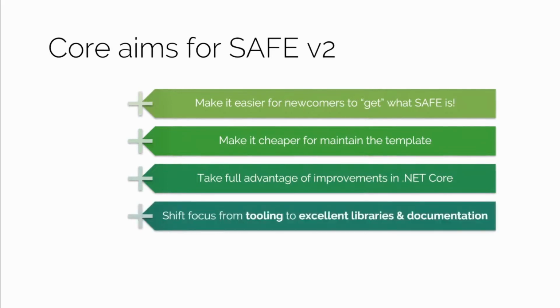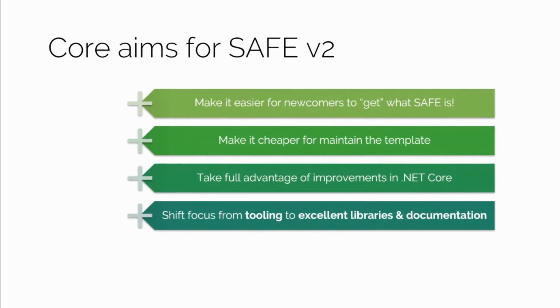Also shift focus from tooling in the template to looking at making excellent libraries and documentation. So what this means is we're going to be removing things from the template, but instead of that, look to making libraries that are ideally self-documenting. And if they're more than that, provide very good documentation on the SAFE site that can either redirect people to more detailed documentation elsewhere and provide simple getting started instructions. So this could be something like, how do I add Fulma support? How do I add Feliz support, or things like that that are simple documentation that people can get up and running with quickly.